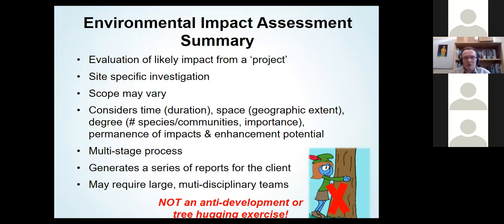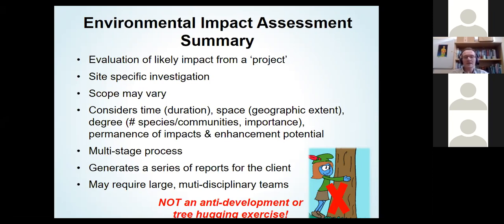Okay, so now just to sum up, the environmental impact assessment is an evaluation of the likely impact from some development project. It's a site-specific investigation, so there is no one-size-fits-all, there's no off-the-shelf environmental impact assessment process that you can just apply. It always has to be adapted from the existing framework and made to suit a particular site and the particular development. The scope may vary depending on the project. For example, if it's a project to do with creating a mine or a quarry, then all of those environmental aspects are going to be in play and the scope will be quite wide-ranging.